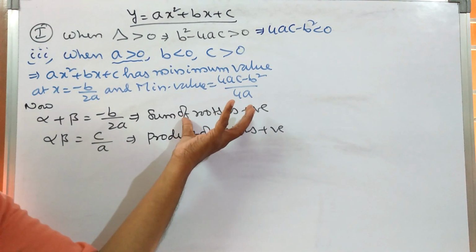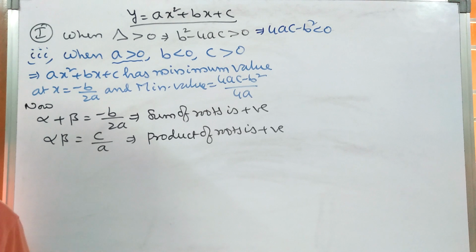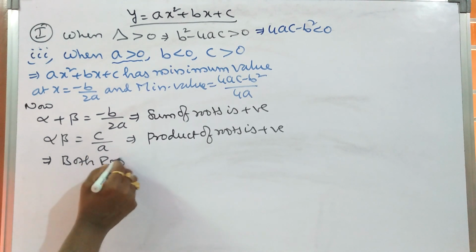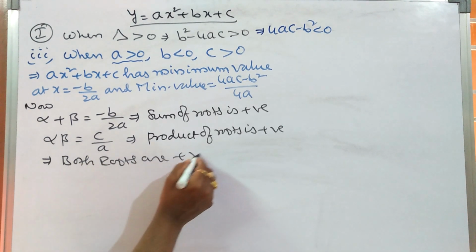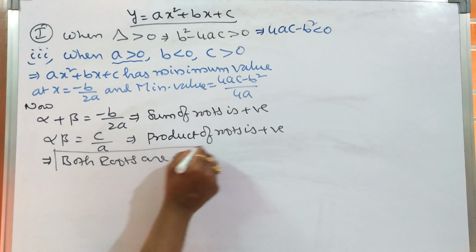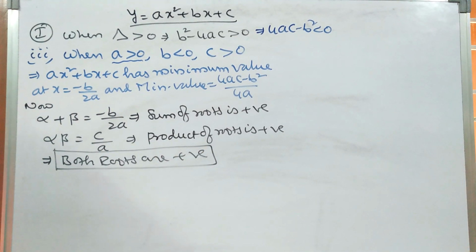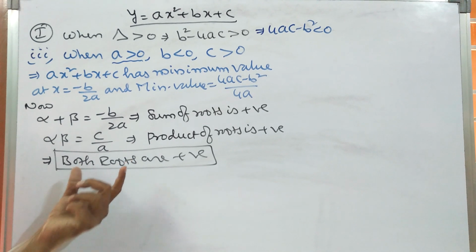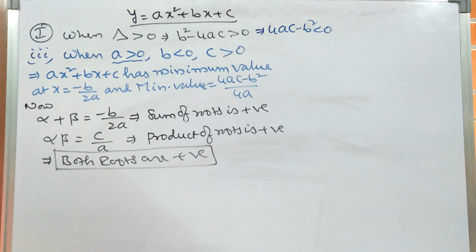But the sum of the roots is positive now. Sum of the roots positive means both the roots must be positive only. So this implies both roots are positive. So whenever both roots are positive, the graph intersects the positive x-axis at 2 points. Why? Because both roots are positive.